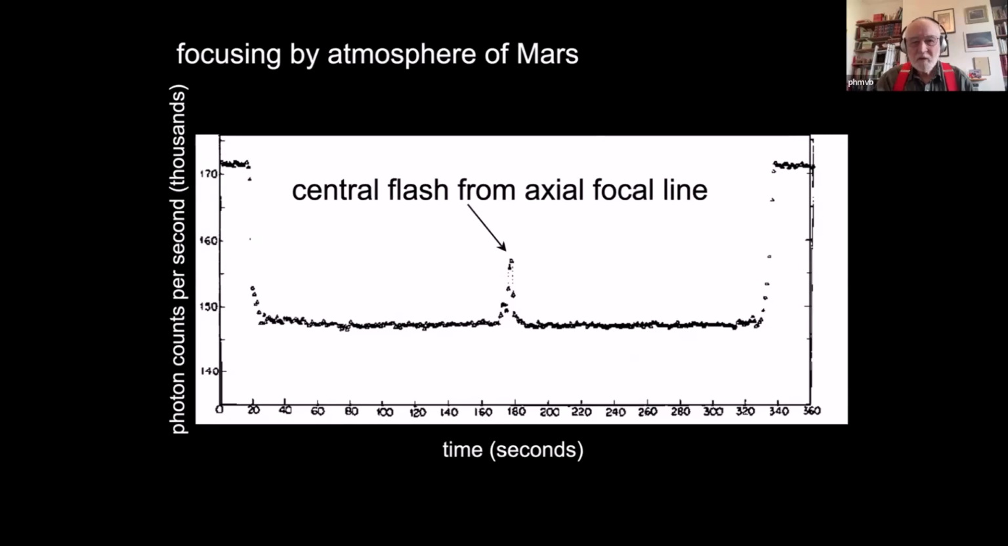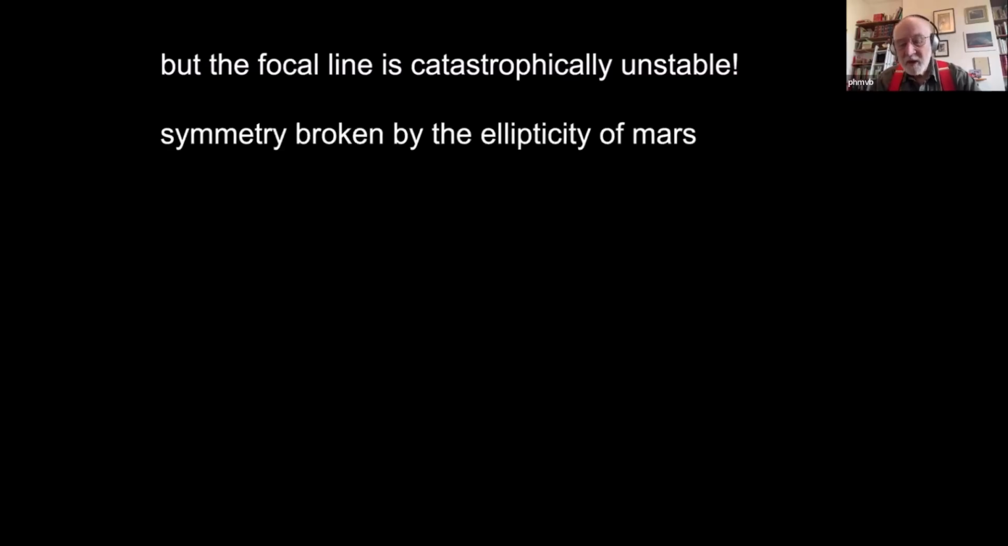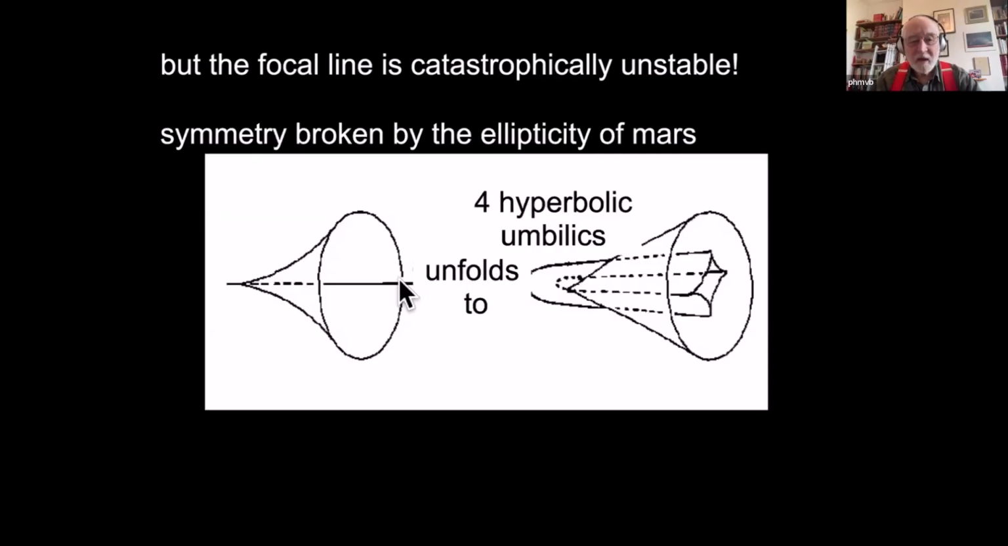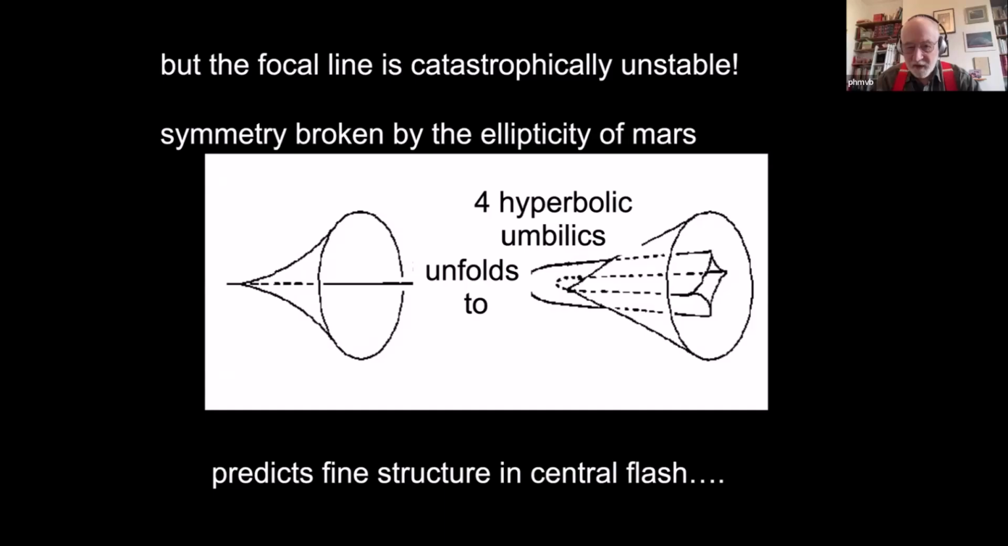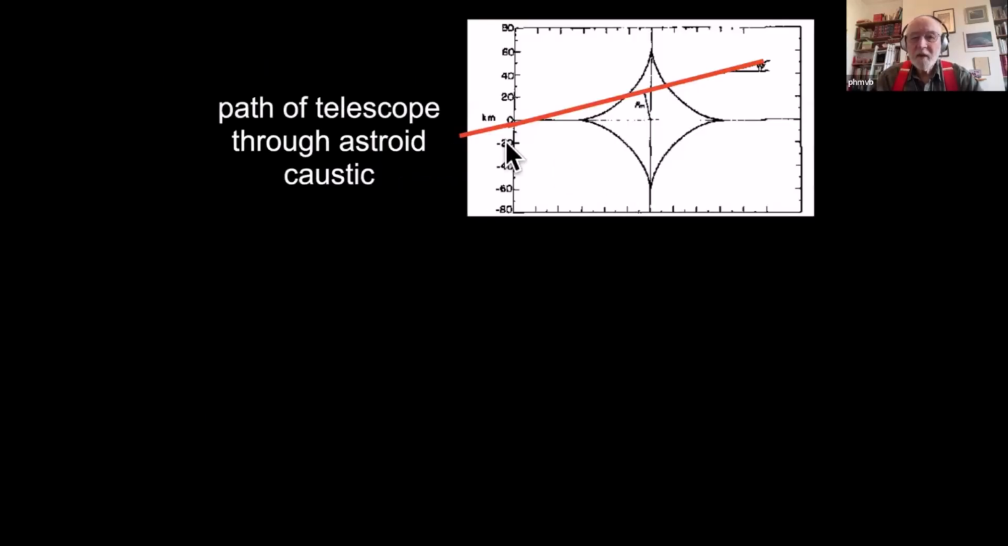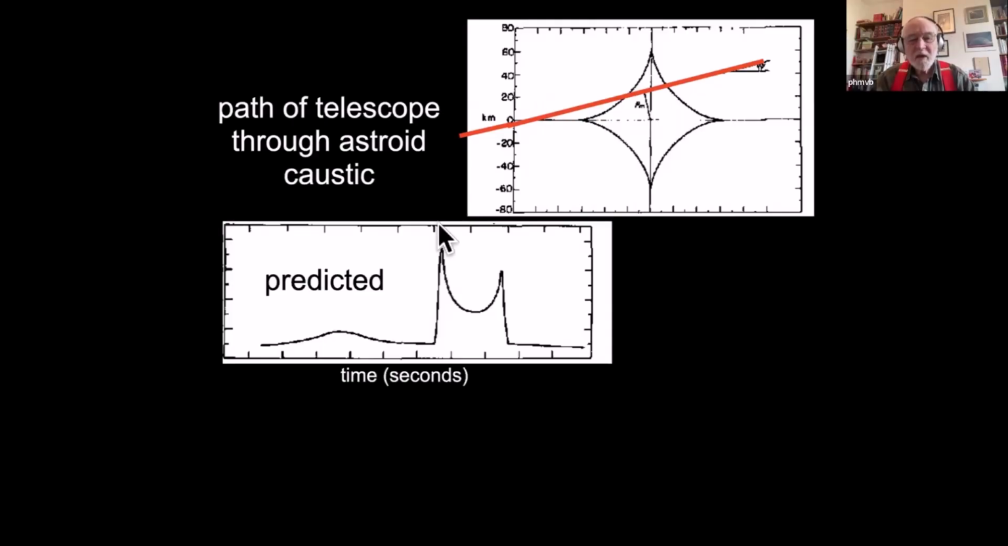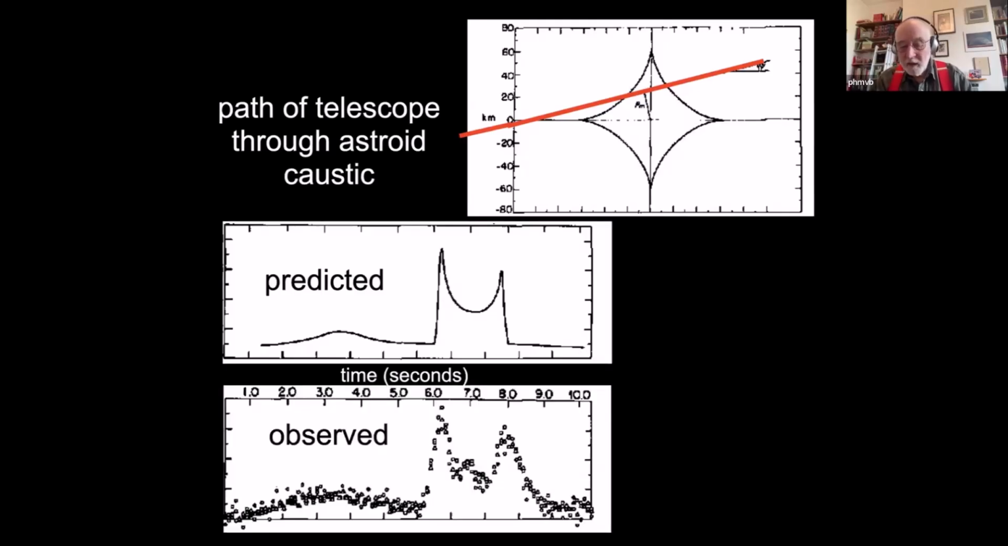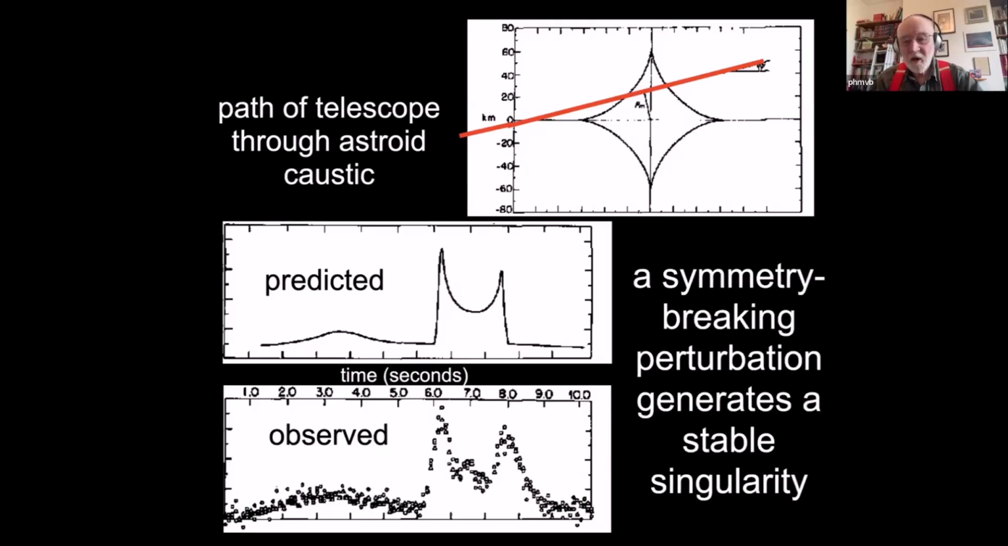Now, this central flash, this axial focal line, is unstable. It's again not part of the list, which is telling you that with the slightest perturbation away from symmetry, this would break up into structures that are stable. Well, it's the ellipticity of Mars, which is the symmetry breaking parameter. And in fact, this unfolds into this astroid of four cusps, and it predicts that there's fine structure in the central flash. Well, this is the prediction that in their particular observation, with how the telescope moved relative to this central flash, and this is now seconds instead of minutes, this is what the central flash should resolve into, and it did. And I found this extremely beautiful. It's a perfect example of how a symmetry breaking perturbation generates a stable singularity.